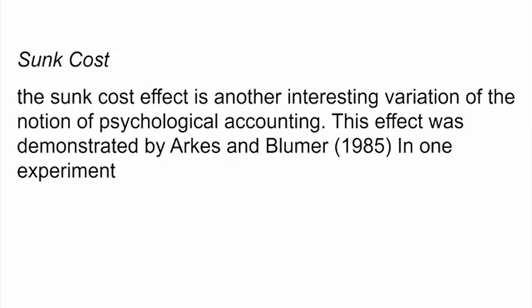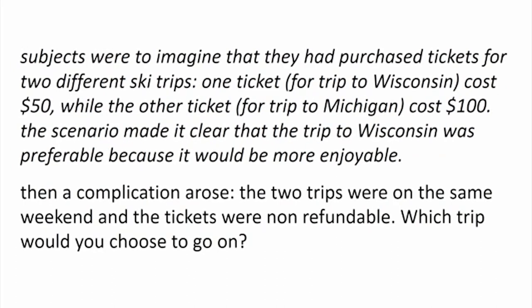Another interesting phenomenon, which is a follow-up of psychological accounting or prospect theory, is something called sunk cost. It is another phenomenon which shows how people show irrationality in making decisions. They are not rational decision makers. So, what is sunk cost? The sunk cost effect is another interesting variation of the notion of psychological accounting. This effect was demonstrated by Arkes and Blumer in 1985 in one of their experiments. So, let us look at the experiment.